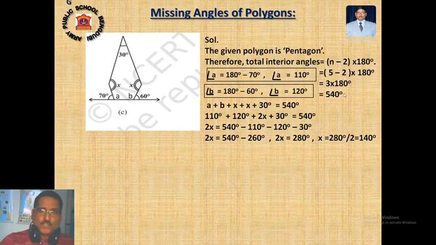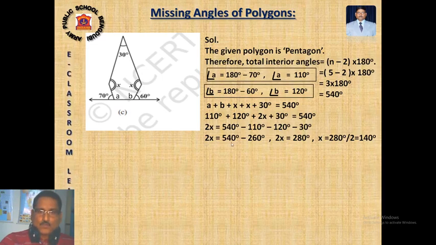So the interior angle sum of a pentagon is 540 degrees. Now you apply it. A plus B plus x plus x plus 30 equals 540 degrees. Clear? A is 110, B is 120, so 2x plus 30 equals 140, or 2x is equal to 540 minus 110 minus 120 minus 30.